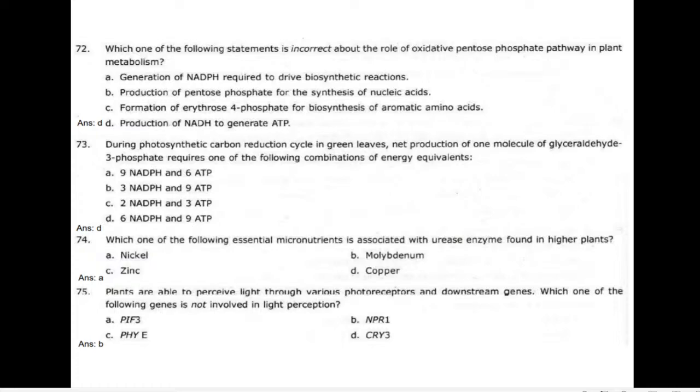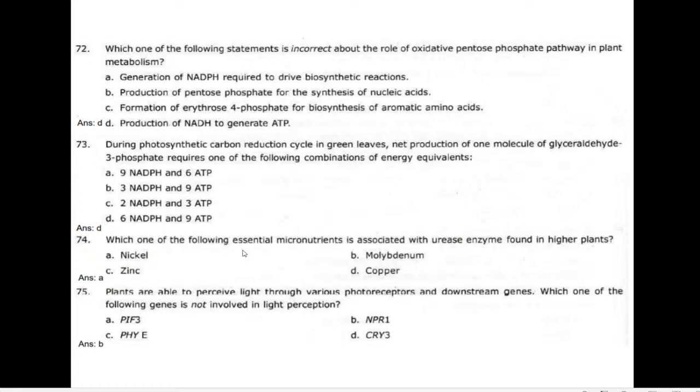Please note it down. Whenever you are studying these cycles, just note it separately. Make a separate note of what this carbon reduction cycle utilizes: this amount of NADPH and this amount of ATP. In this carbon reduction cycle in the leaf, they are using 6 NADPH and 9 ATPs.